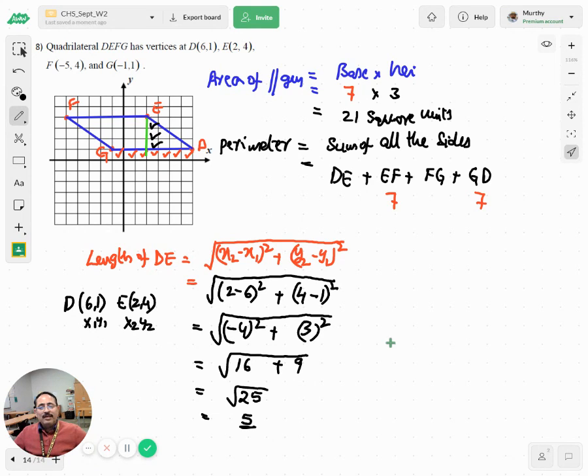Friends, here the length of DE I found as 5 and the length of FG is also 5 because in a parallelogram opposite sides are equal. 5 plus 7, 12. Then it is 24 units, the perimeter of the given parallelogram.